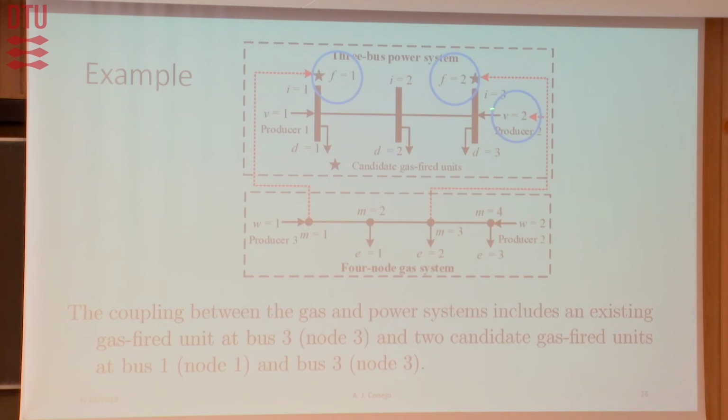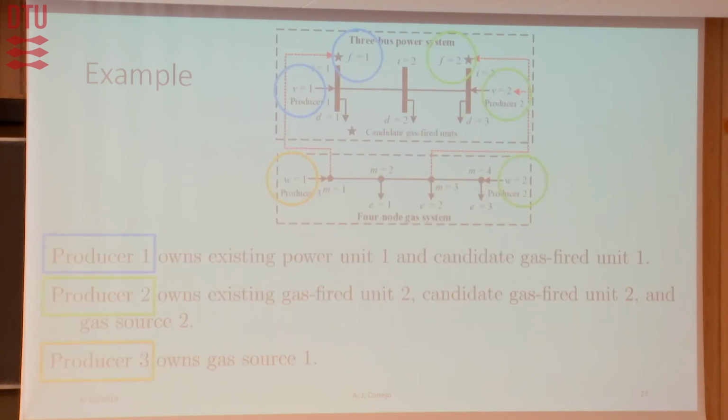We have electricity production here, and this is electricity production as well of a combined cycle gas turbine, and another one over here. Electrical demand over here, 2 lines in the electrical system. So the coupling between the gas and the power system includes this unit over here, this unit over here, and this unit over here, that are using gas to produce electricity. We have another unit over here that is not using gas. And we have 3 producers in this case.